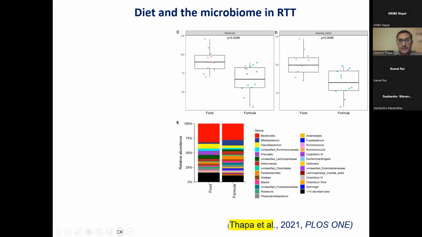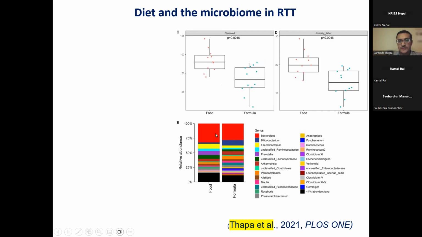In the figure legend, panel C shows the observed OTUs, which measures the microbiome richness in the sample, and the feature diversity, which measures the diversity of the microbiome in particular samples. It clearly shows that those eating table foods have a much more diverse microbiome compared to those taking the formula.